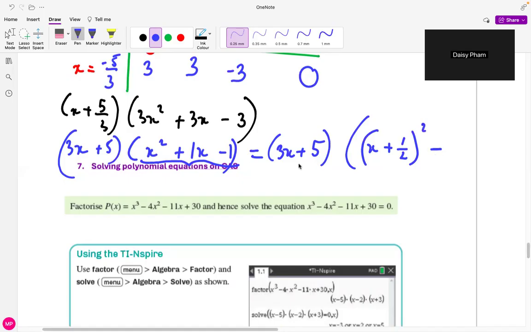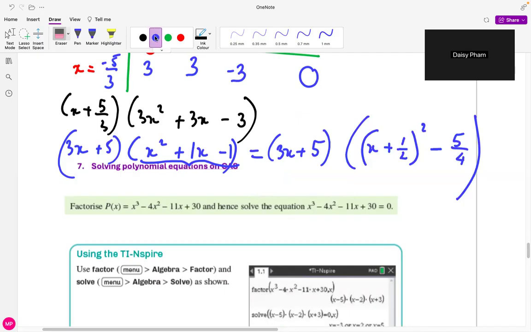And then to find the number outside, you do 1/2 squared, you put the negative outside, and you have the -1 here. So -1/2 squared is -1/4 minus 1. That gives you -5/4. That's how I complete the square in one step.